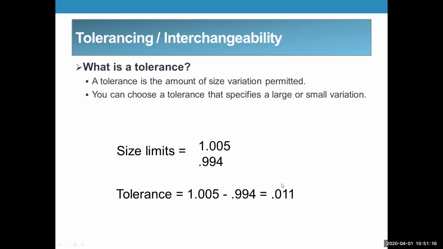And then the tolerance itself is the difference between the 2. So if we say a shaft can be a diameter of .994 to 1.005, those are the limits of the size of the shaft when you measure the overall size. Let's say it's diameter. The tolerance is the difference between the 2. So the tolerance is 11 thousandths of an inch.